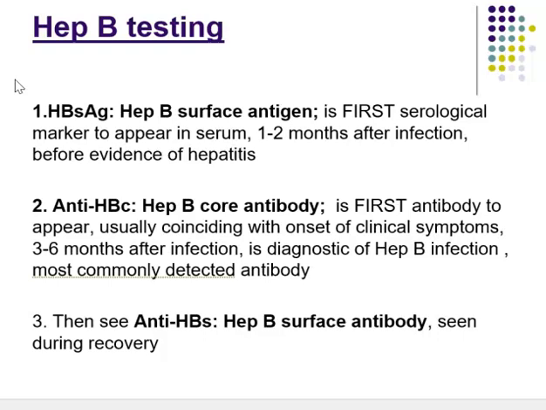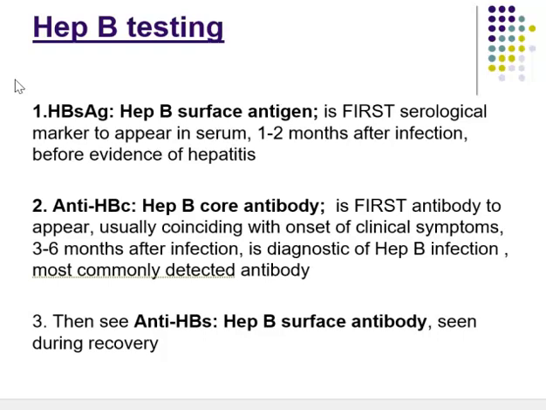Then the Hep B core antibody is the first antibody to appear, usually coinciding with onset of clinical symptoms, and that usually happens around 3 to 6 months after infection, and this is diagnostic of a Hep B infection. And this is the most commonly detected antibody, which we said on the previous slide.